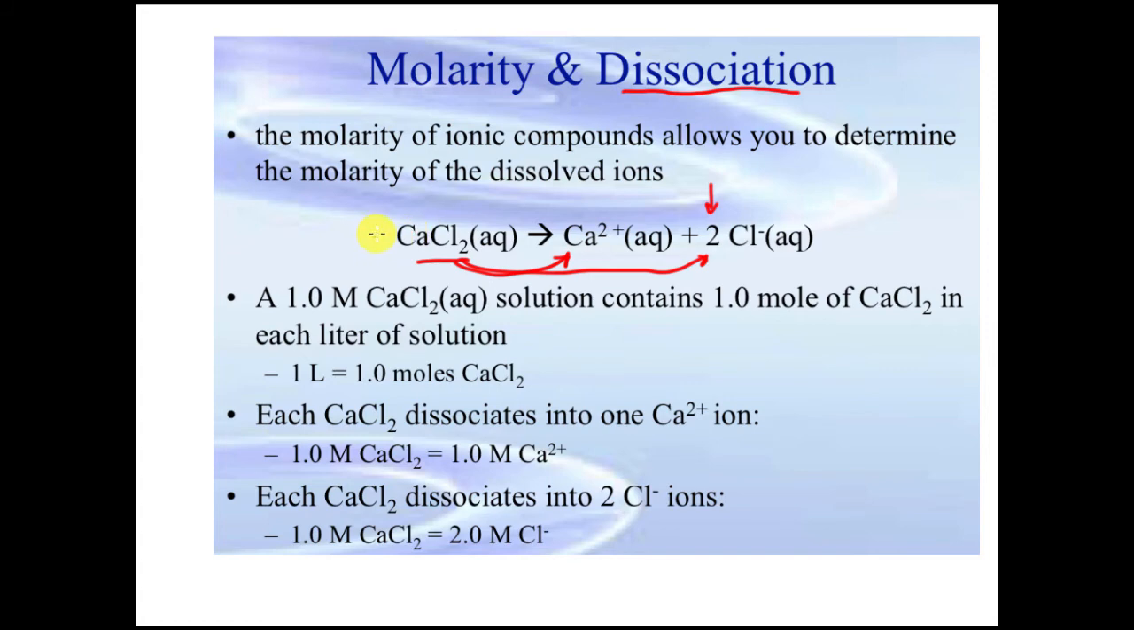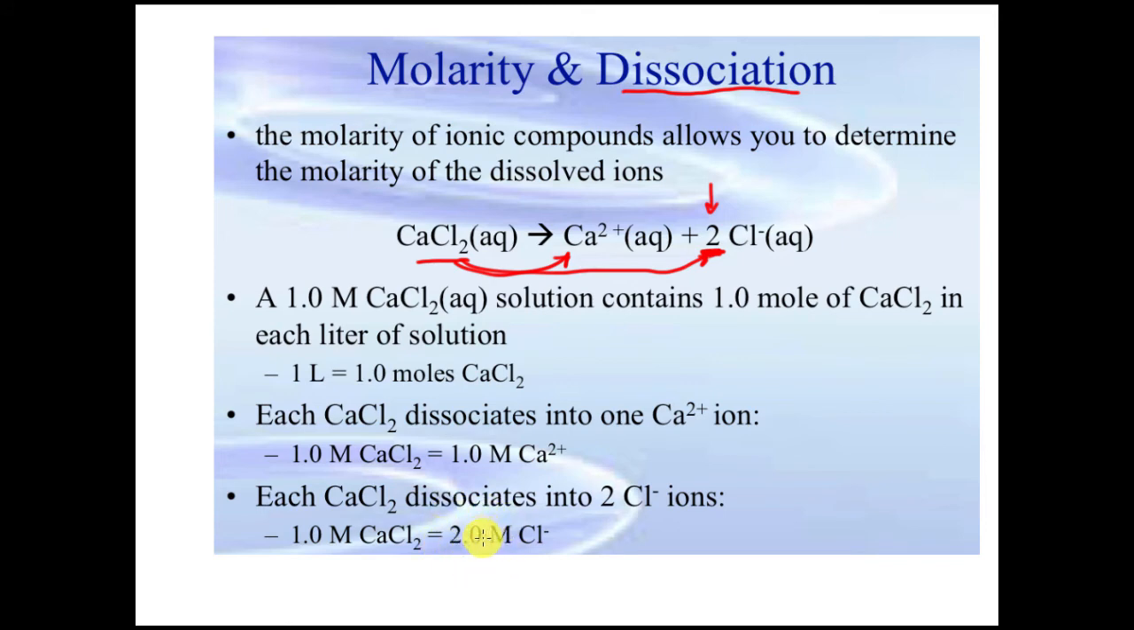So you could use stoichiometry here. If this is 1 mole, you would have 1 mole of calcium ion. So therefore, the concentration of those ions stays the same. But the chloride doubles. I get twice as many chloride ions in solution than I did originally. So actually my concentration of the chloride ions goes up.